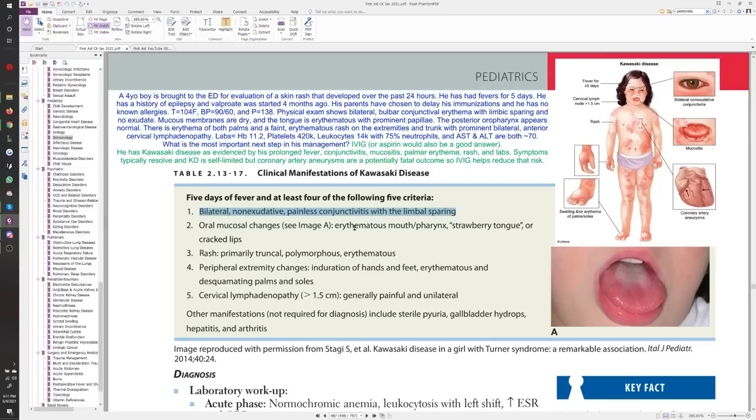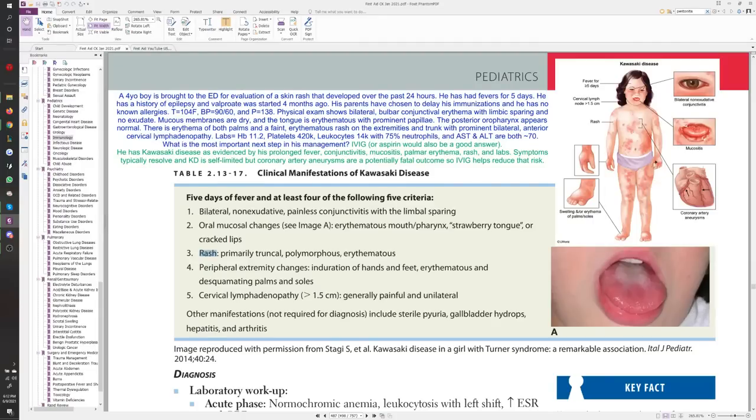Oral mucosal changes like erythematous mouth, pharynx, strawberry tongue, or cracked lips. So usually they'll just tell you there's buccal erythema, or they'll describe some mucositis to you. And while reading it in the question, especially if this is your 200th question, it might not be that clear. Rash, again, no real way to describe it. It's just an erythematous rash. And it's polymorphous. It has all kinds of different shapes in different parts of the body, so there's no actual way of describing it, like, oh, all the rash looks like this, or all the rash looks like that. No. Some places it'll look one way, and other places it looks a different way.